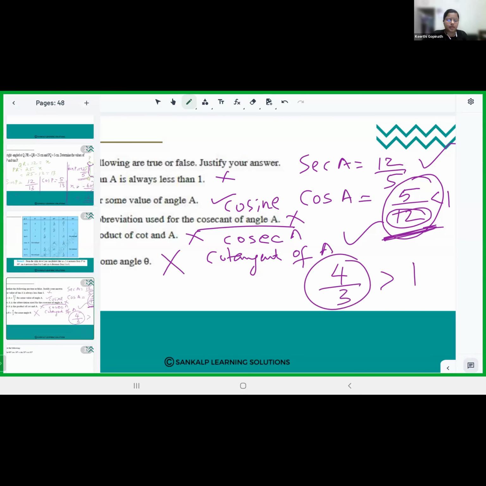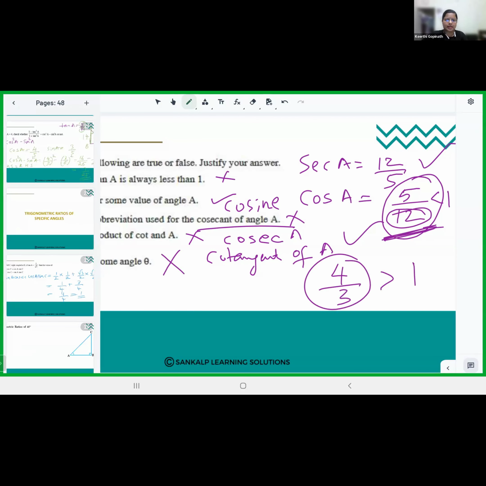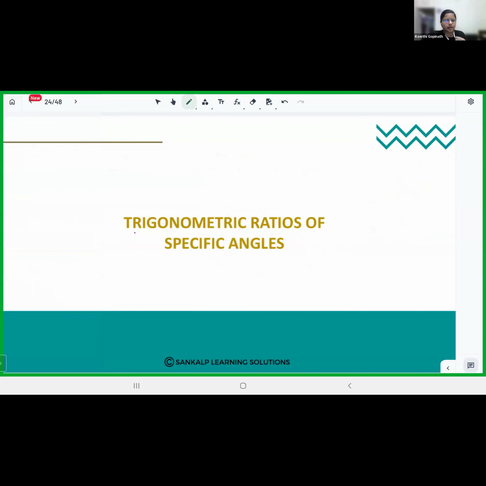That is called trigonometric ratios of specific angles. We have already defined the trigonometric ratios sine, cos, tan, and their reciprocals. Now we are going to find the values of trigonometric ratios of specific angles. If you take the angle 45 degree, we are going to find the value of sine 45, cos 45, tan 45, and similarly its reciprocals.